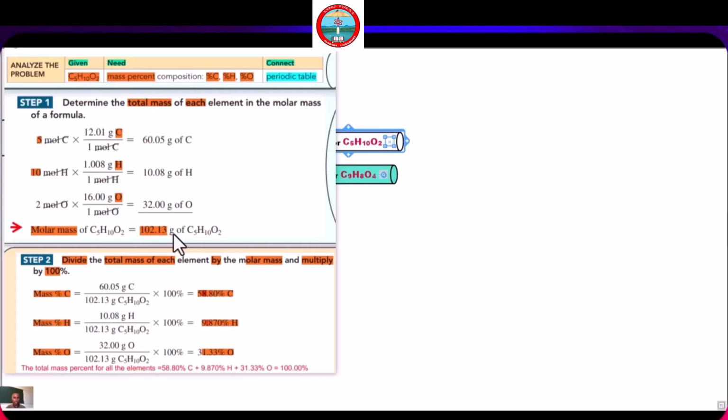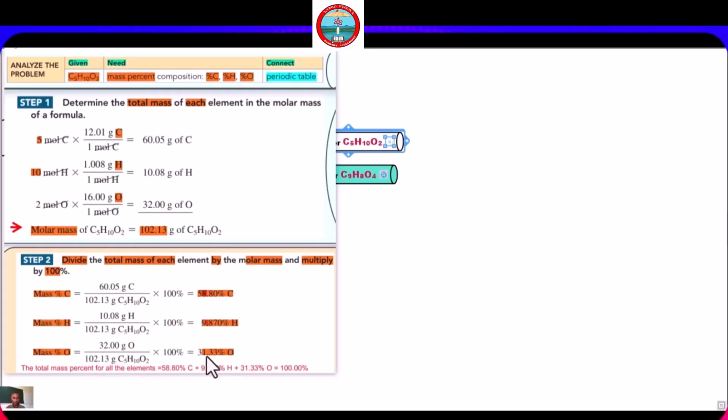Step 2 is divide the total mass of each element by the molar mass of the compound and multiply by 100. The mass percentage of carbon is equal to the mass of carbon divided by total molar mass of compound times 100, and we will get this. For hydrogen, 9.870%, and for percentage of oxygen is equals to its molar mass divided by the molar mass of the compound times 100. We will get this amount.